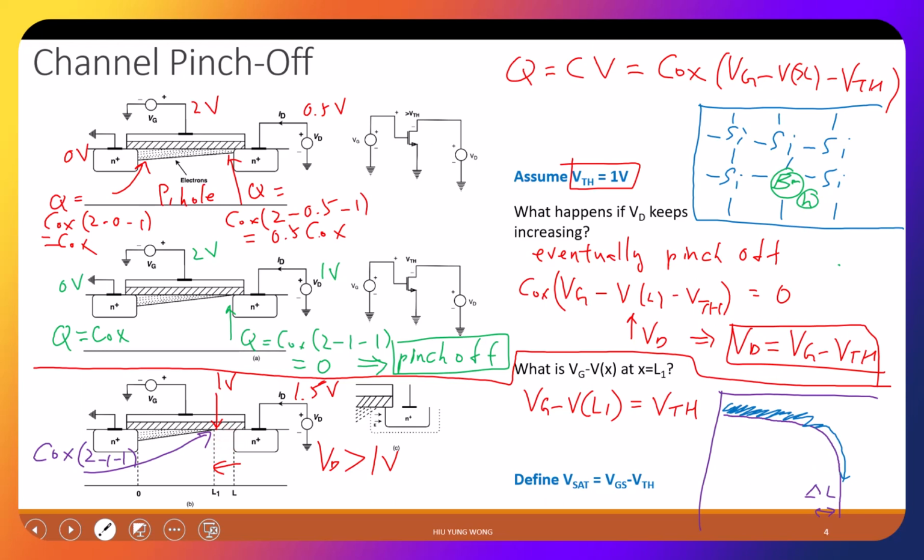But when you reach the point saying that now you don't have electron, how can you have current? Then we need to go back to a reality picture. You do have some electron, and they travel at the highest speed that they can have in this pinch off region.